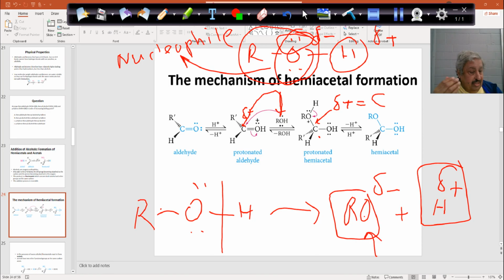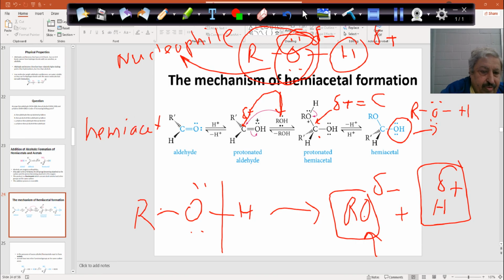Then the second alcohol will come as a nucleophile and attack the carbon there, and if you add more alcohol, ROH, this one will be attacked and the OH will be kicked out. So what's the difference between hemiacetal and acetal?